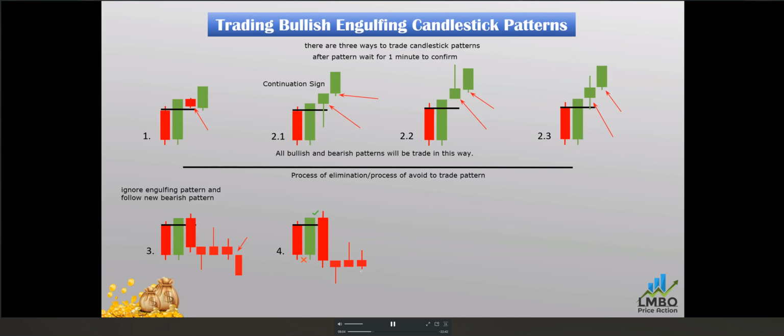The next candlestick will be the red. We will go for the sell here. This is the process: eliminate the first pattern to follow the second pattern, and after the pattern wait for the continuation sign, then go for the trade. This is the way for each and every pattern.